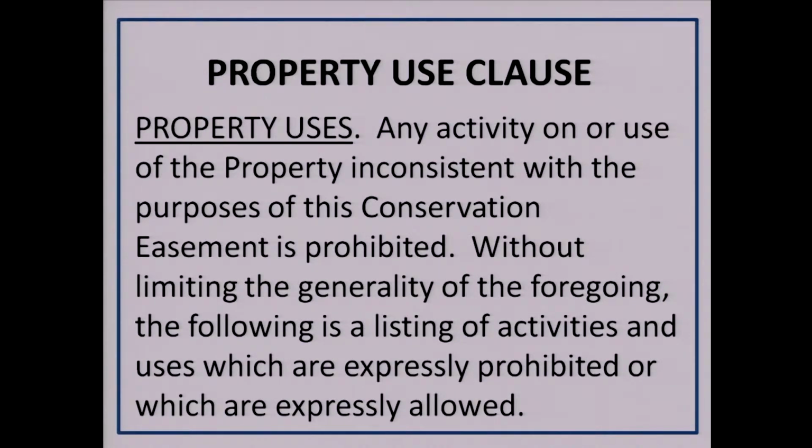Here's one that I like a lot better. It incorporates the no inconsistent use clause in the first sentence. It says, any activity on or use of the property inconsistent with the purposes of this conservation easement is prohibited. It starts with the purpose. Without limiting the generality of that, the following is a listing of activities and uses which are expressly prohibited or which are expressly allowed. And that's where you have your structures, your roads, your agricultural uses, and so on.